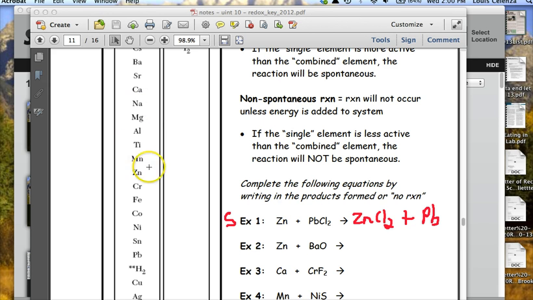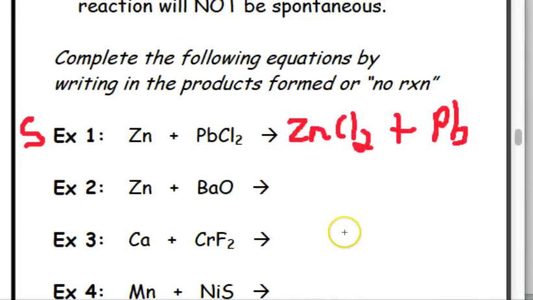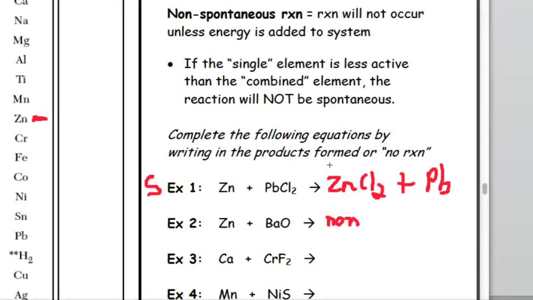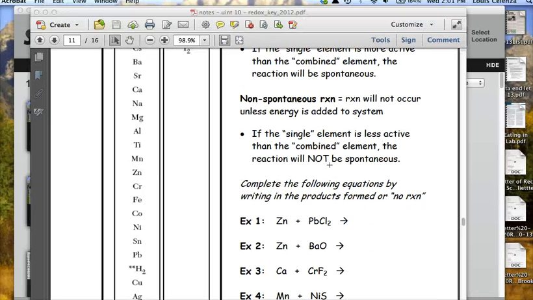Let's look at this one. Here's zinc, and barium's all the way up here. So zinc is actually below barium. So this reaction will not occur. It's non-spontaneous. So you would not complete this reaction because, why? Because it's not going to occur. So there's no reason to put the products in because those products are not going to form.